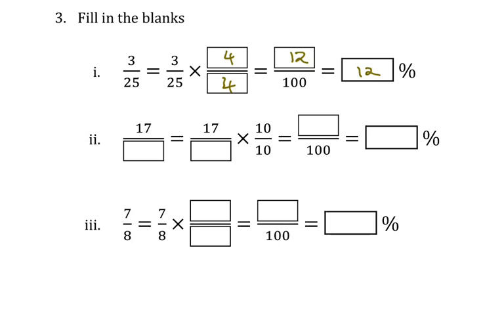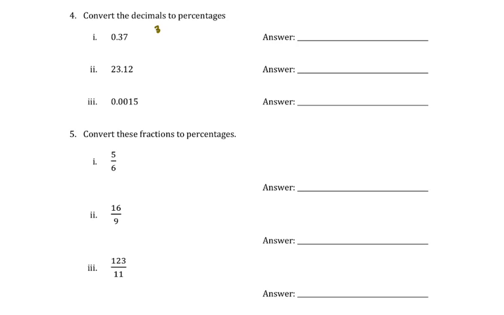Okay, next one. So we notice that we have 17 of something times by 10 over 10 to get 2 hundredths. So that must be a 10 there to make the denominators work. So this must also be a 10. And this must be 170. So it's 170 out of 100, so it's 170%. Okay, next one. We should all know that 8 times 12.5 gives us 100, and 7 times 12.5 is going to be 12.5 less than 100, which is 87.5, so this is 87.5%.